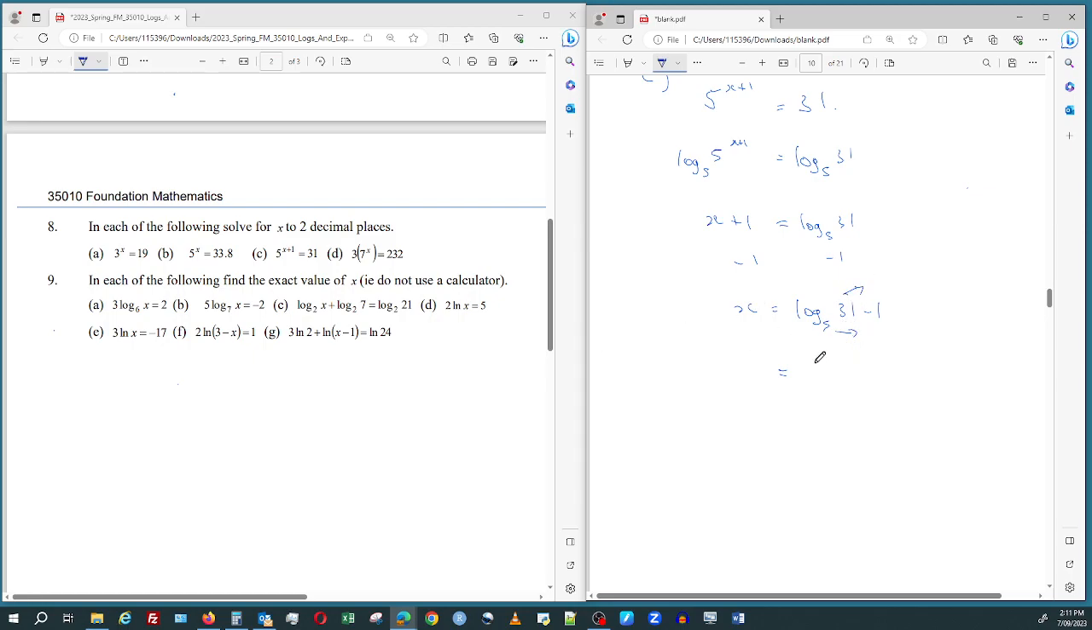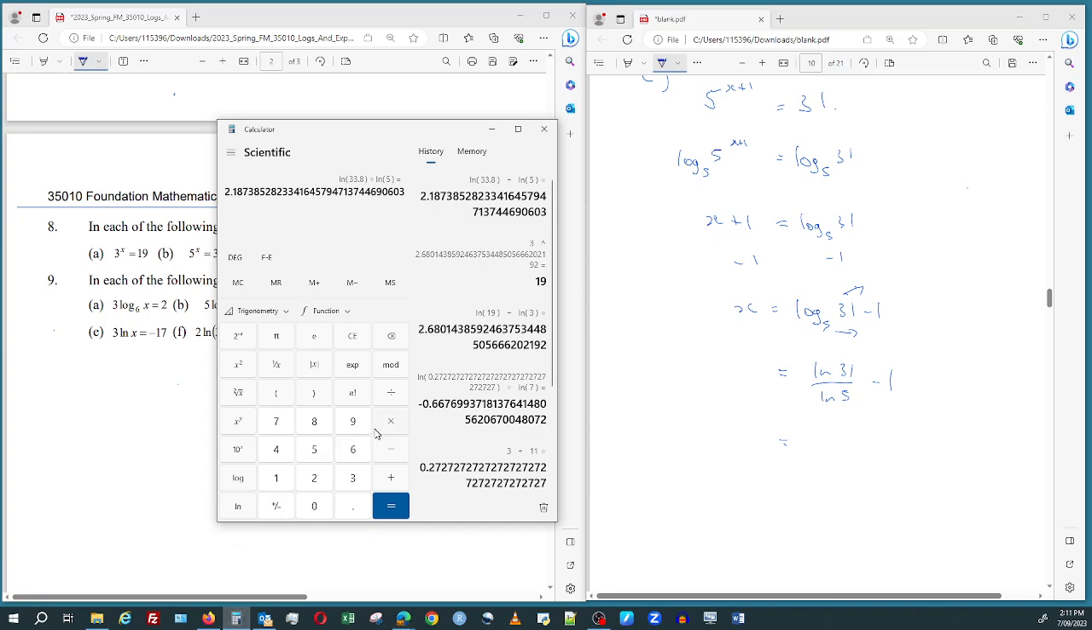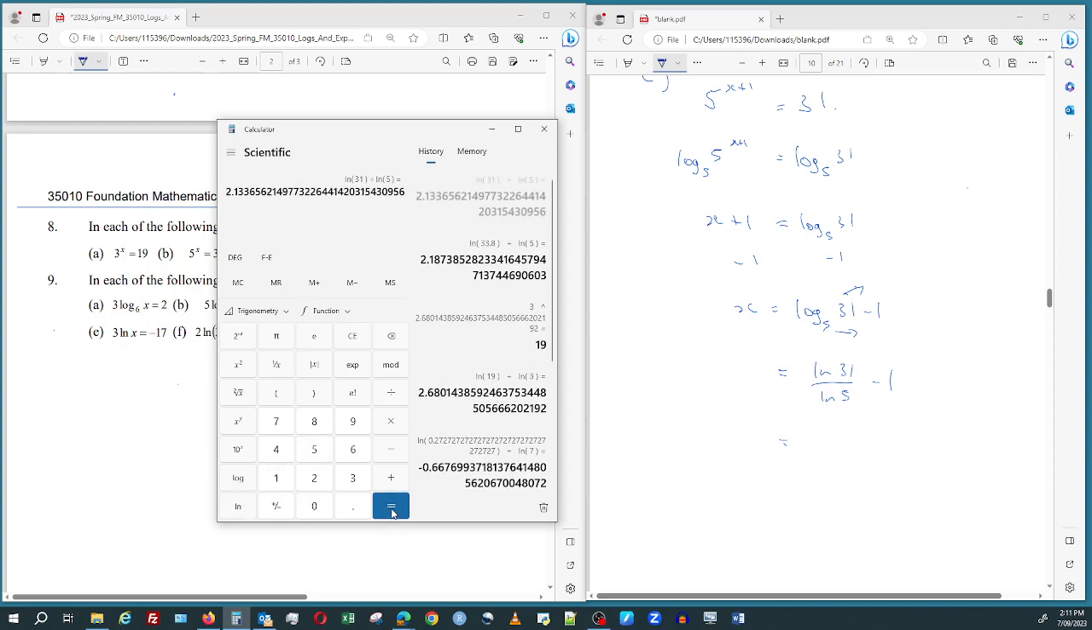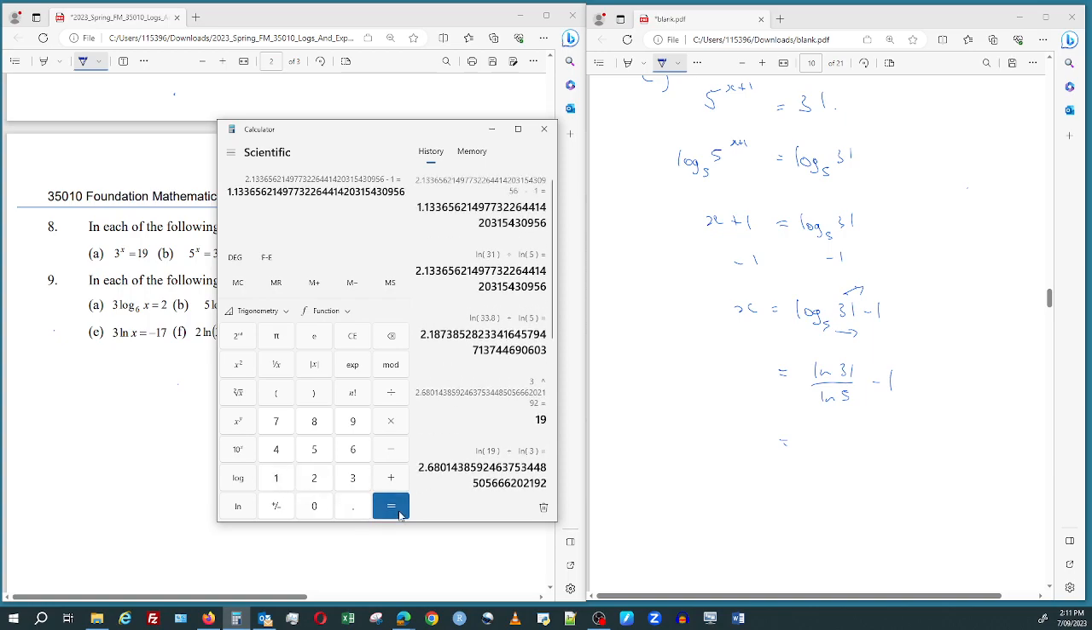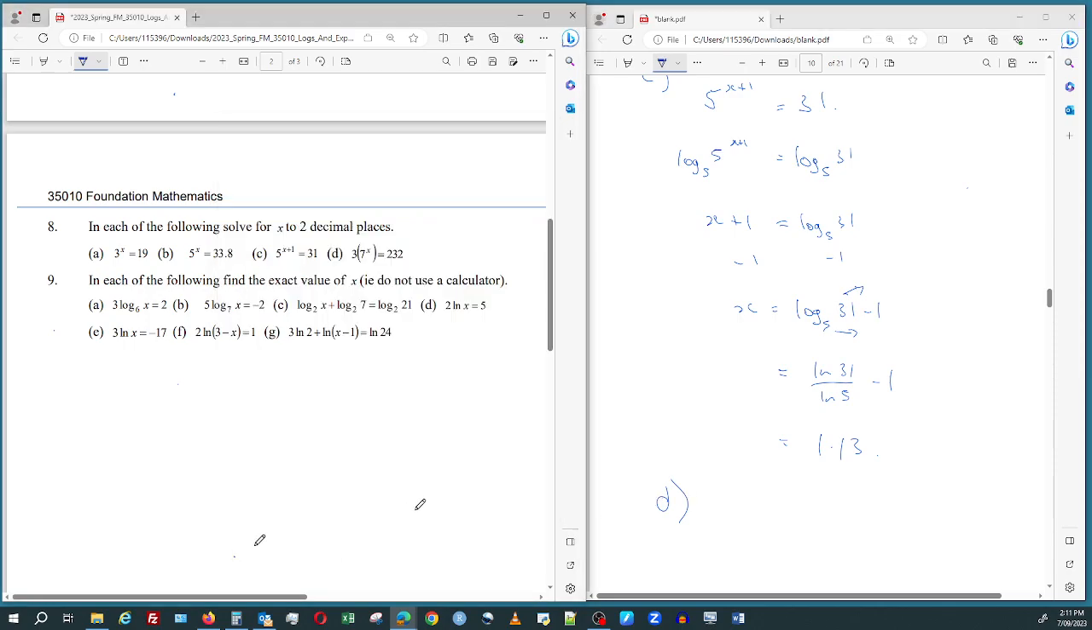That's right, we can put it in. ln 31 over ln 5, subtract 1. So ln 31 divided by ln 5, equals, subtract 1. We get 1.13 when we round that. So it's just undo. It's just undo, undo, undo.